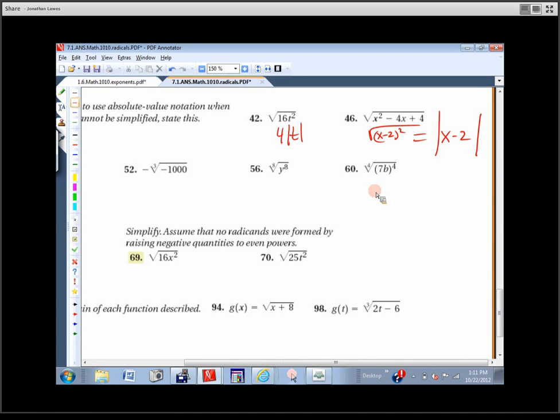Easy? 7b. Do we need absolute value? Yes, we do, because it's an even root. Just around the b, not the 7. We could put it around the 7, but we know the 7's already positive. It's a little redundant or overkill. So we only need it around both things if it's adding and minusing it.